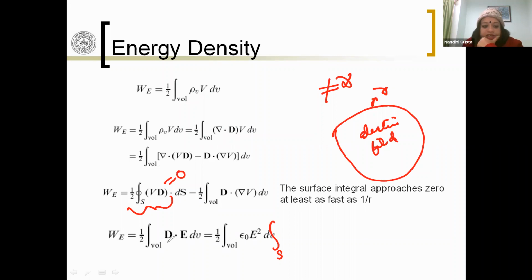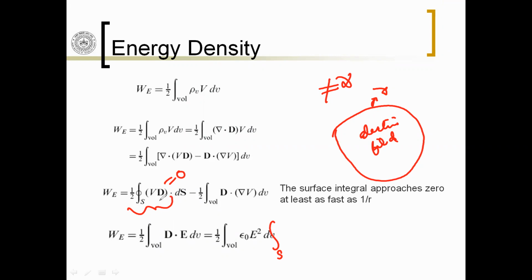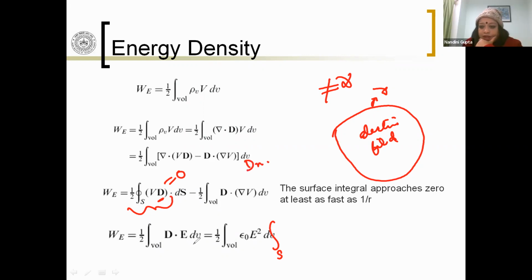I'll give you a hint. This first term has D dot dS. That means Dn component is there. So I need a surface where the Dn component must be equal to 0. When will that happen? Can you, in the laboratory, choose or build a surface such that Dn is equal to 0 at every point on the surface?